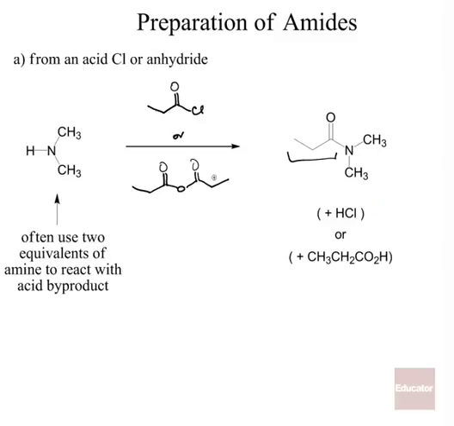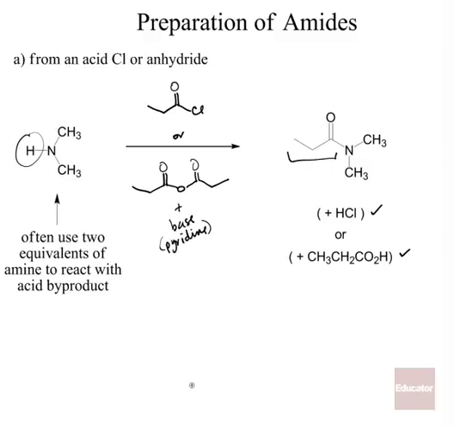But remember, we always have a base thrown in here because we have to remove that proton. Here we'll lose a chloride, so we're forming HCl. Or if we use the anhydride, we would form the carboxylic acid as a leaving group. So we need some kind of base in here, and like I said, sometimes we use pyridine as a base. That's very common.